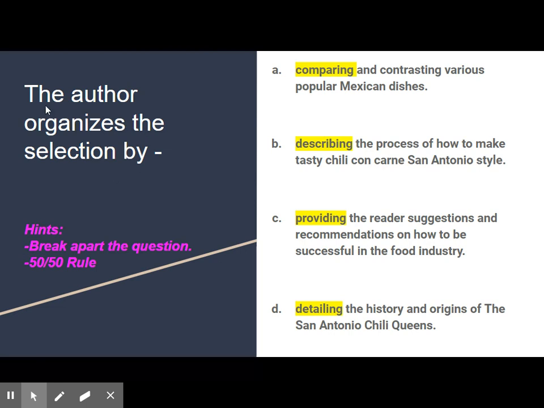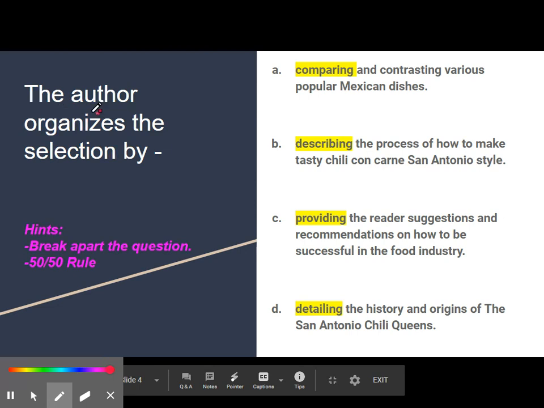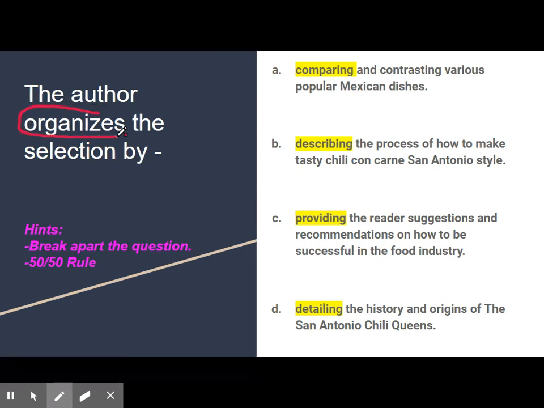Here's your question. The author organizes the selection by. What it's asking you to do is figure out how does the author present the material in the article. And if you're looking for a keyword, organizes. How does the author organize the material? And we're talking about the San Antonio Chili Queens.